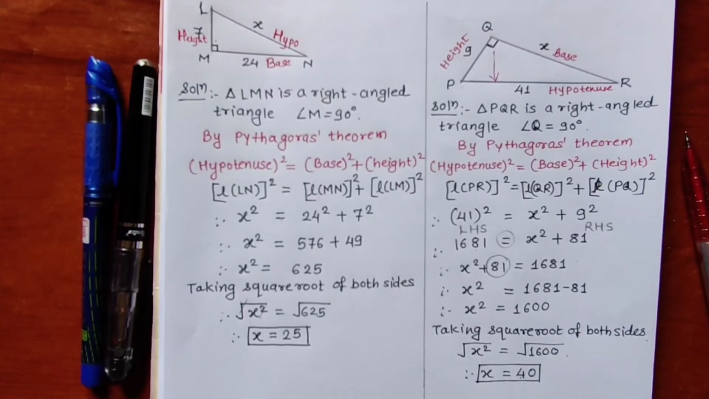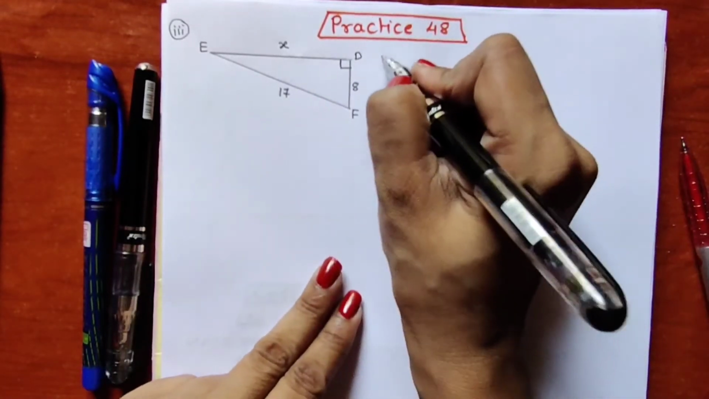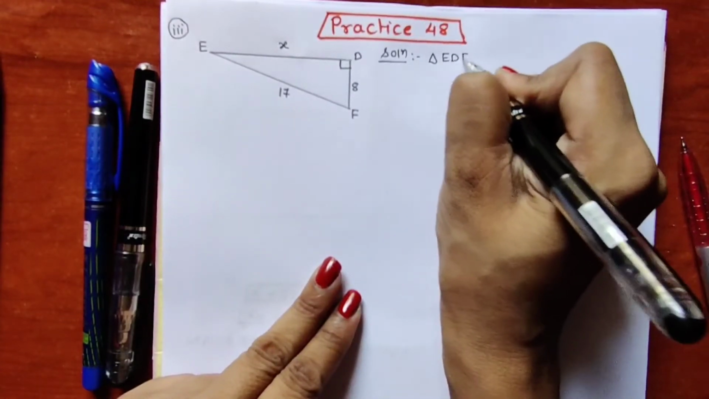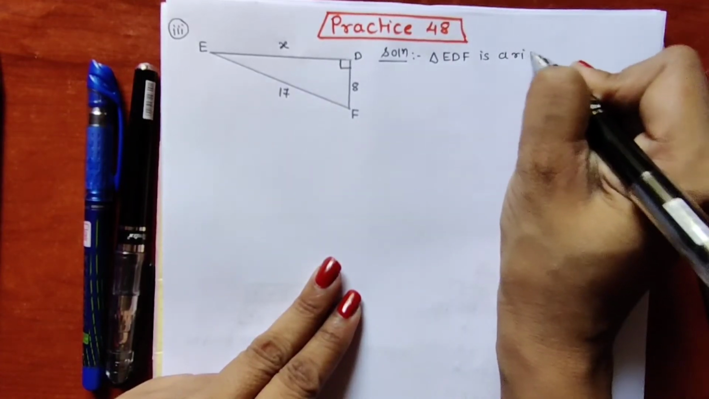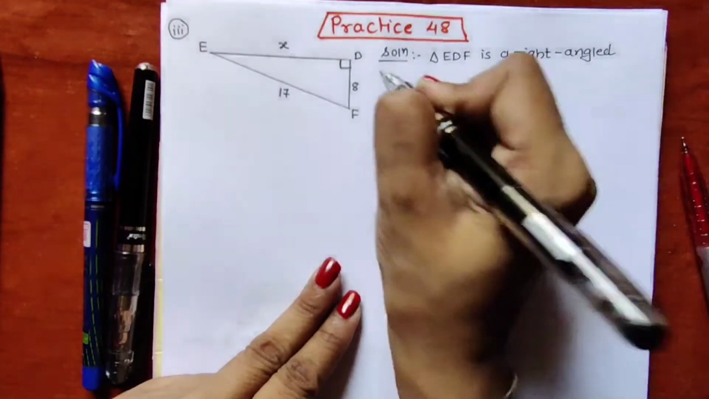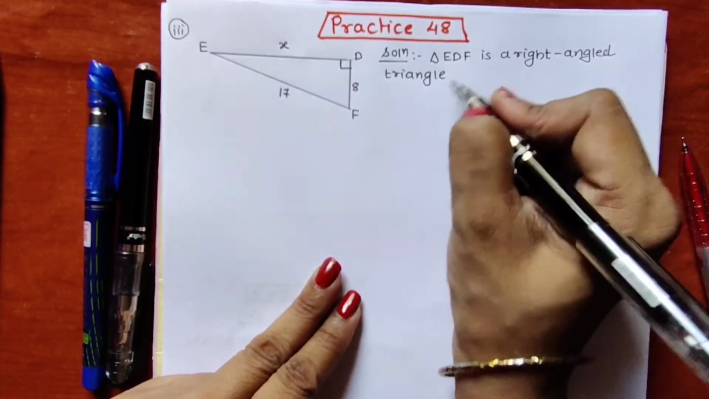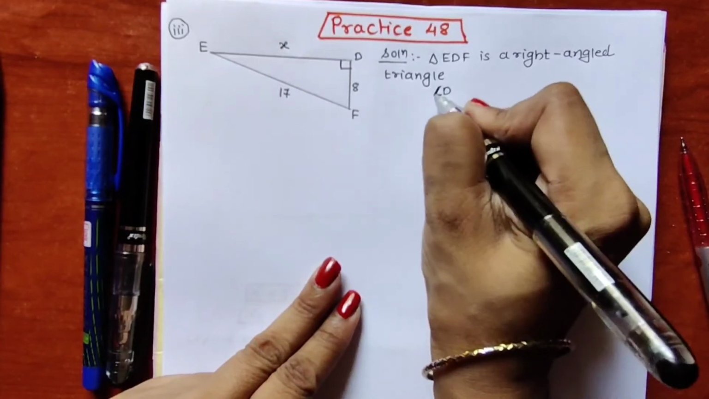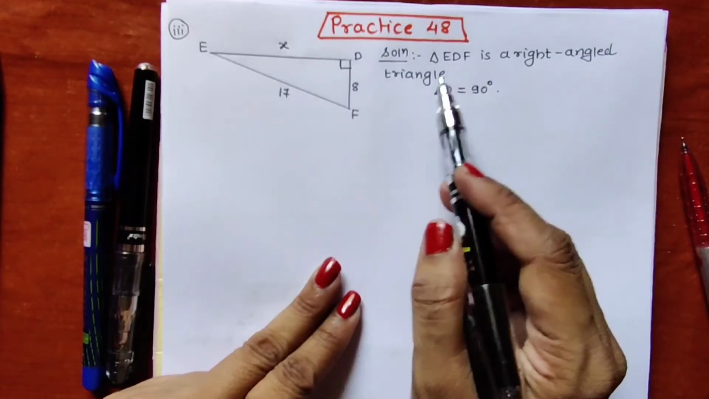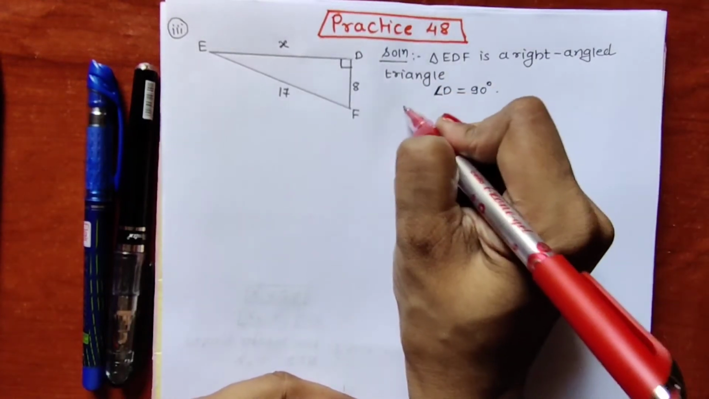Now let us go on to the third sum. Third sum, name of triangle is EDF. So I write here solution. Triangle EDF is a right angled triangle. And which angle is 90 degree? Angle D is 90 degree. I can write here angle D. Write the symbol of angle properly. Angle D is 90 degree. So after writing the name of right angle triangle, name of angle which is having 90 degree measurement, we should write by Pythagoras theorem.